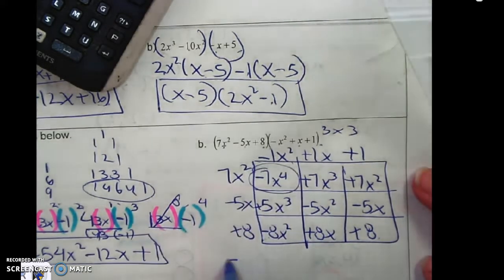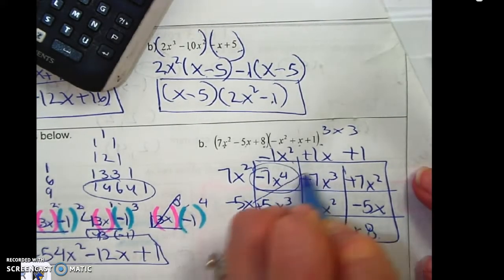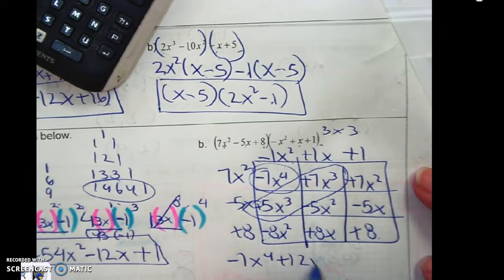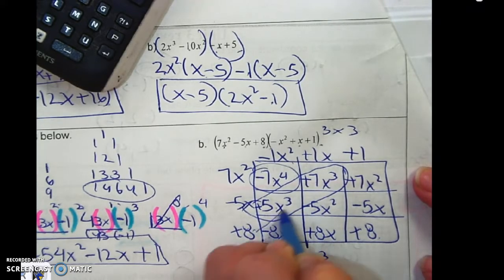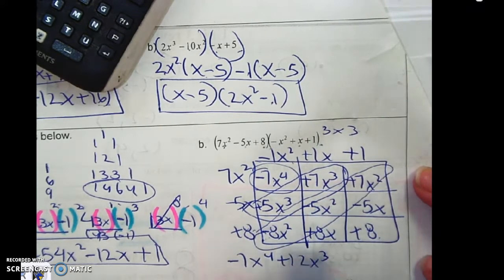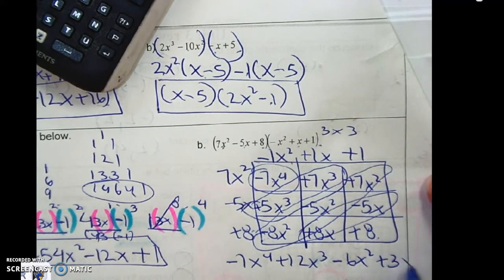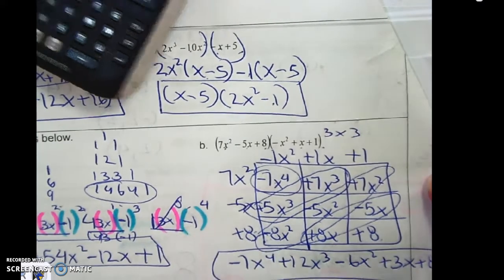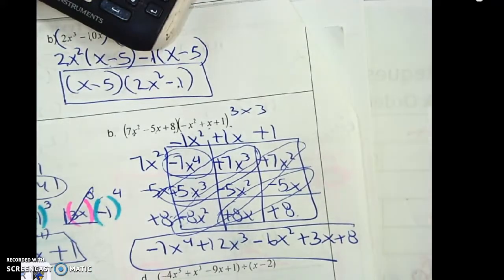Take the first one, bring it down. These two are similar, plus 12x cubed. Negative 8 and negative 5 is negative 13, plus 7 is negative 6x squared. 8x minus 5x is plus 3x plus 8. You know what I'm going to do? I'm going to go back and I'm going to check it. So let me pause it, and then I'll show you.